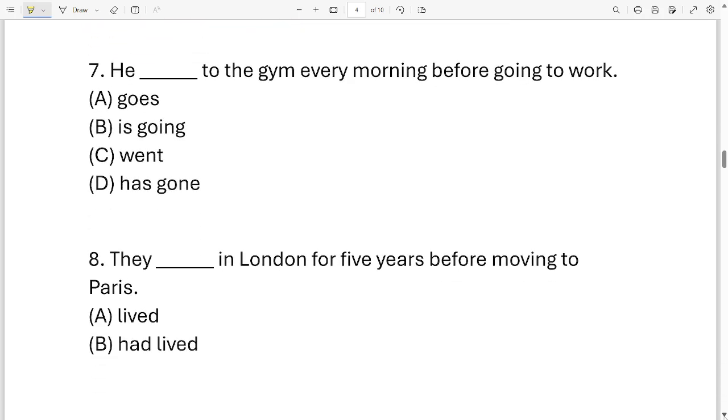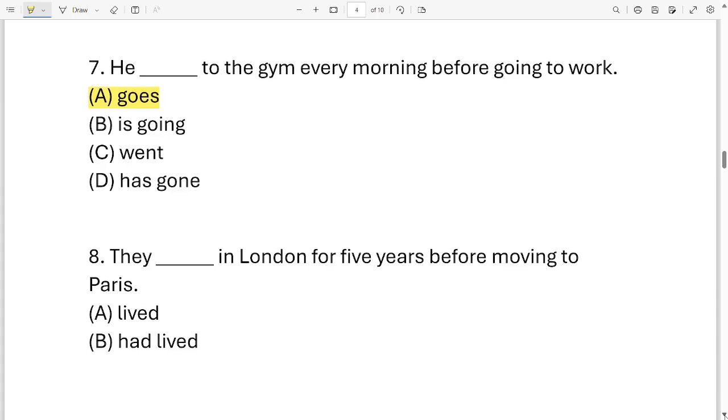Next sentence, he dash to the gym every morning before going to work. Your options are goes, is going, went, has gone. These are the four options. Which one is the correct option? It is option A. He goes to the gym every morning before going to work.